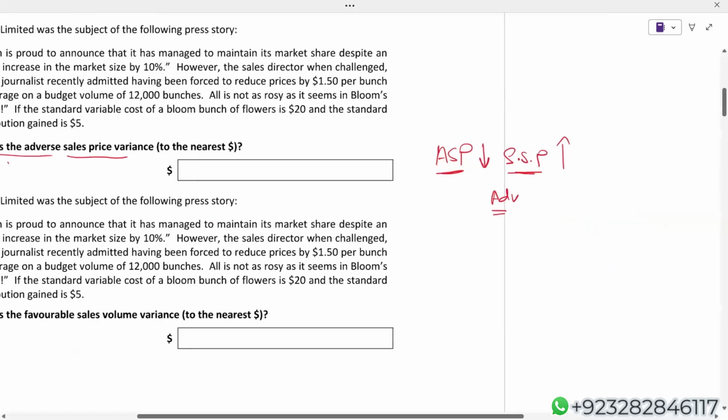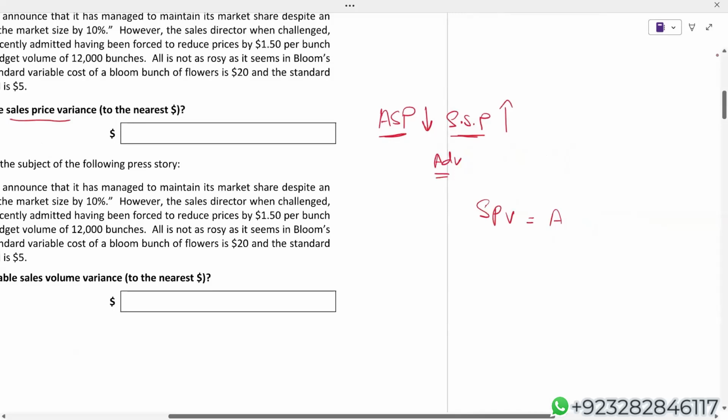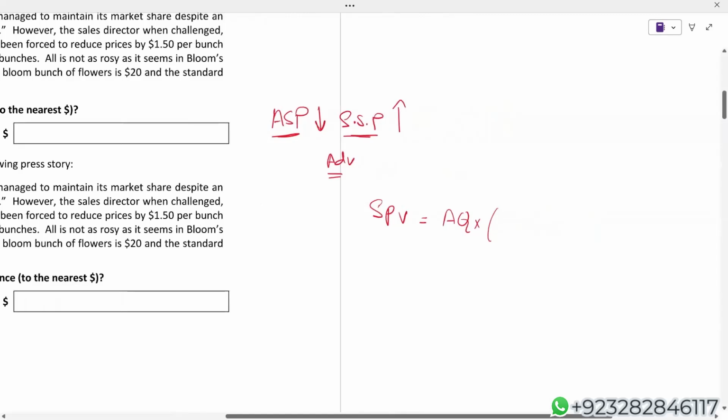How do we actually calculate sales price variance? If you recall the formula, sale price variance is equal to actual quantity, means actual quantity sold, into actual selling price minus standard selling price. We know that when it will be adverse: if your actual selling price is lower than standard selling price, then sale price variance will be adverse. Let's see.